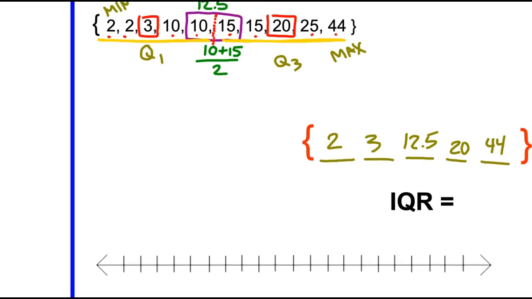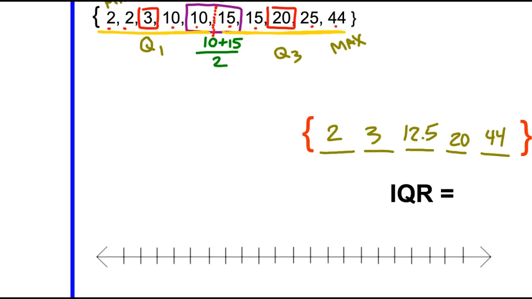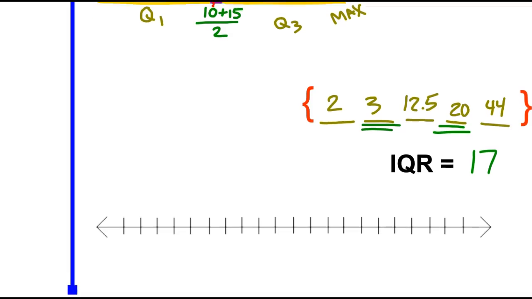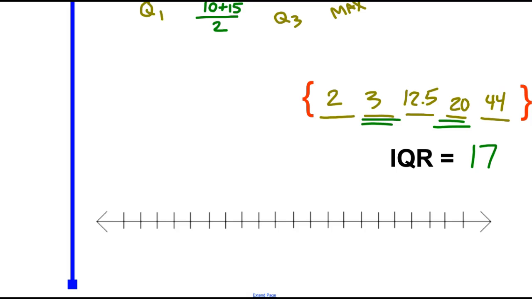All right, the interquartile range then is going to be the difference between this one and that one, which is 17. And now we can throw down on a box plot. This is kind of a crusty number line because we're going to have to figure out how to go from 0 to 50 or something.